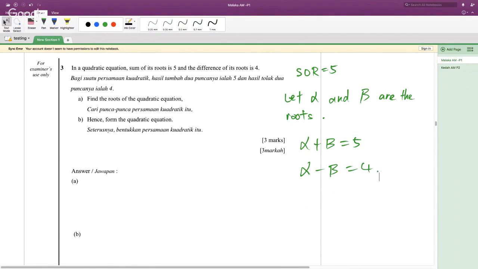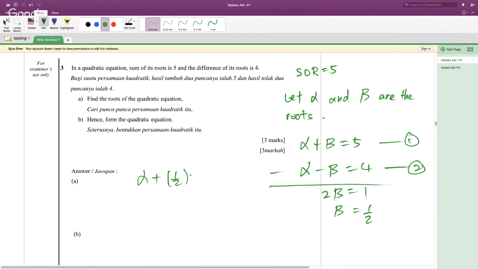Find the roots of the quadratic equation. So basically, the question asks us to find these roots. This question is a little bit weird for me. I will say this is the first equation, this is the second equation. First equation minus the second equation, then I will have 2 beta equals 1, beta equals 1 over 2. Then we substitute into either one. So alpha plus 1 over 2 equals 5, then alpha equals 9 over 2. I guess this is what the question is trying to say. Hence, form the quadratic equation.